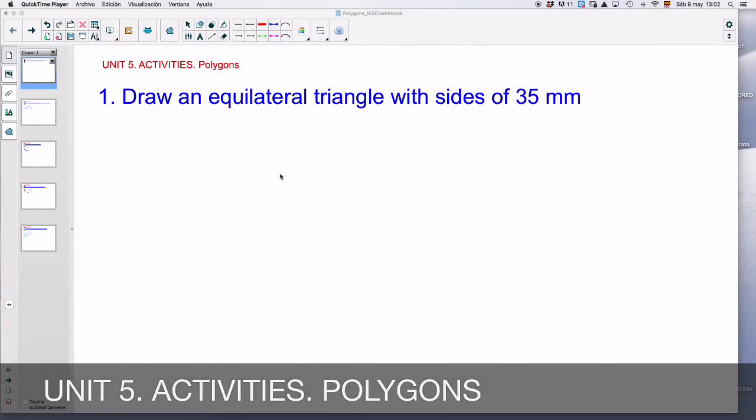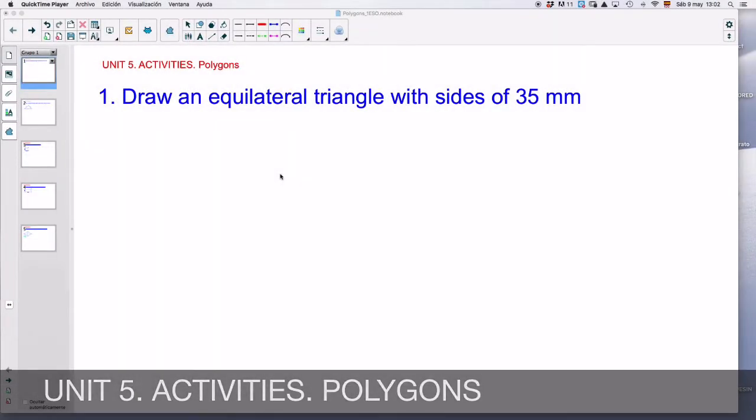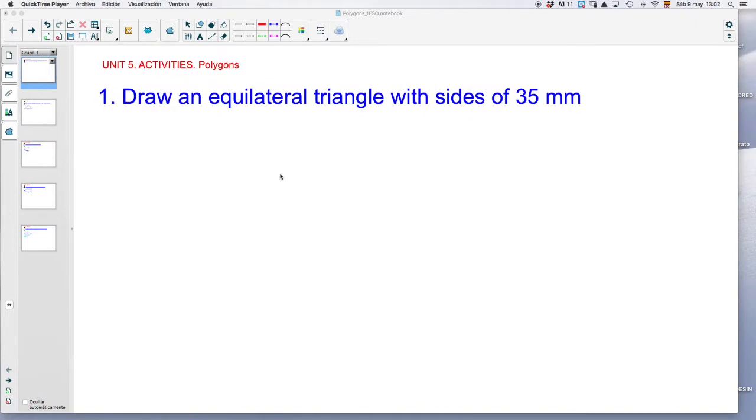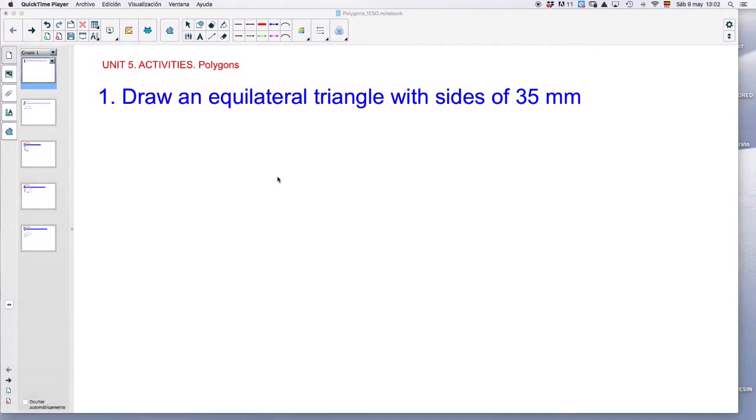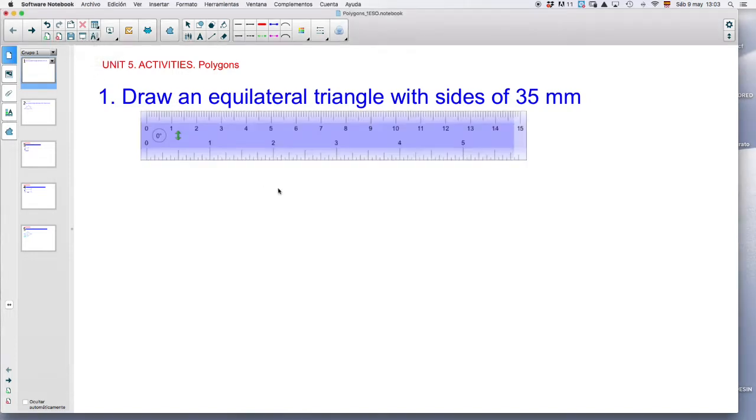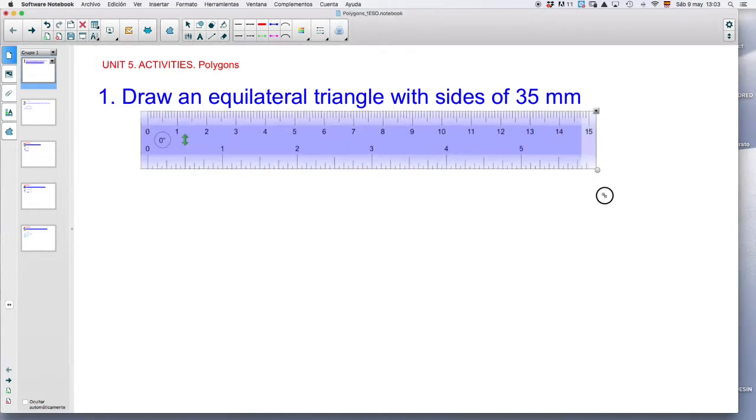Unit 5. Activities. Polygons. Activity 1. Draw an equilateral triangle with sides of 35 millimeters. An equilateral triangle has the three sides the same length and three angles of 60 degrees. It's equilateral and equiangular. Take the ruler and make a baseline 35 millimeters.